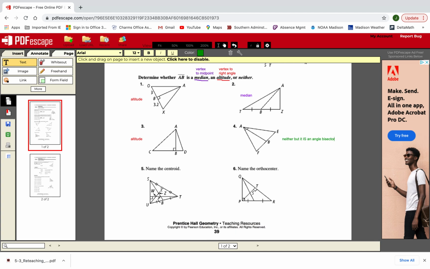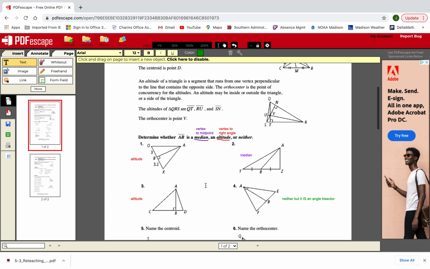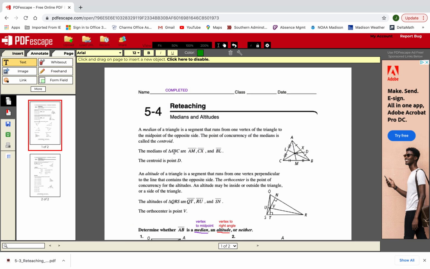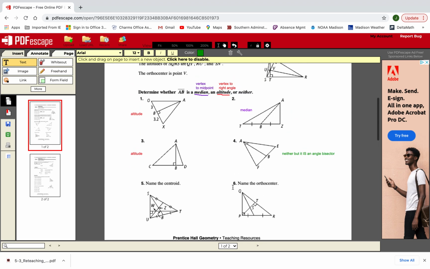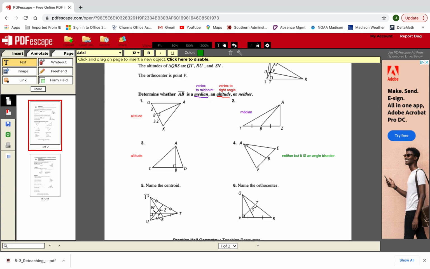Number 5, I want you to name the centroid. The centroid, you can look back up at your notes here. The centroid is where the 3 medians meet. Medians go from vertex to midpoint. Vertex to midpoint. So SB is one of the medians. Let's go ahead and list the medians. Medians, SB. The next one is U, and did it say what point it goes to?